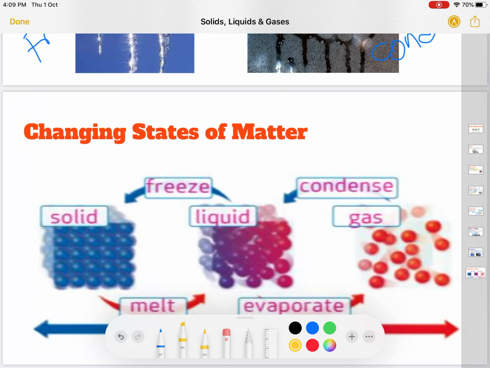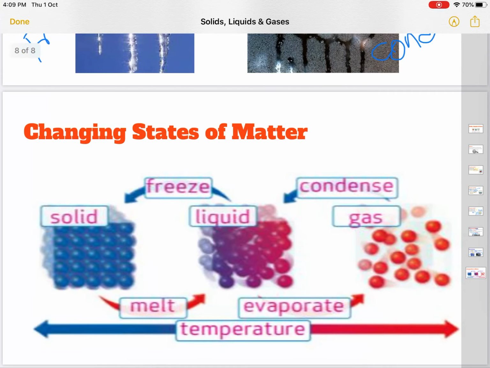And here is a summary of how we add and remove energy. So from solid to liquid, look at the red arrow down, it is melting. And from liquid to gas, it is evaporating. And if you noticed the red, it means adding energy, adding heat. And what does it mean? The temperature. Of course, when I add heat or energy, it means the temperature is going to increase. So the red means more energy.